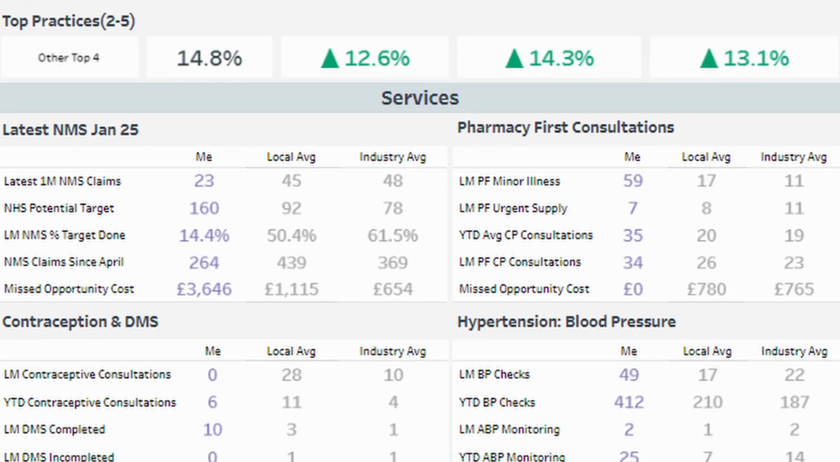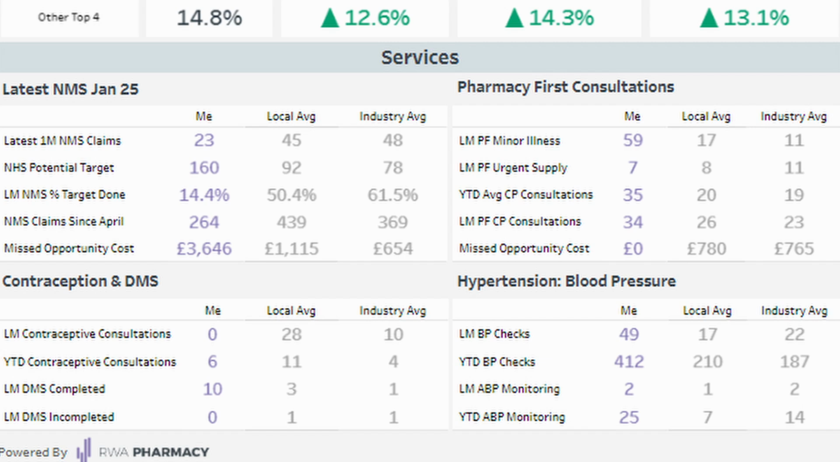The lower section of this page gives a snapshot of services, from NMS and blood pressure checks to pharmacy first and contraception consultations. Here, your service activity is also benchmarked against the local average and the wider industry. Use this to identify underutilized services. If neighboring pharmacies are claiming more, it may suggest missed opportunities in your area.